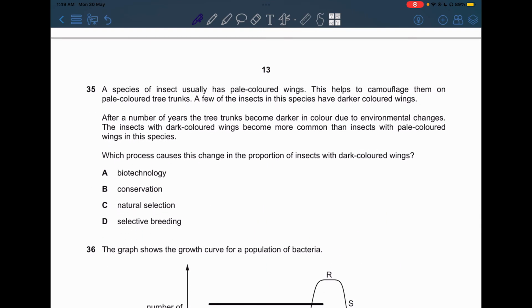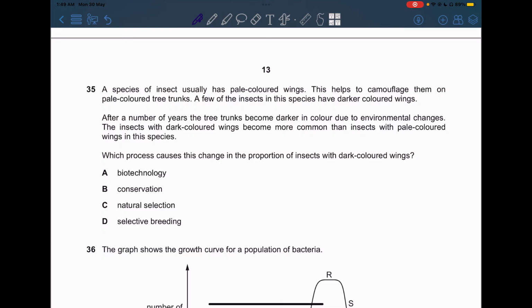Now, 35. A species of insects usually have pale colored wings. This helps to camouflage them on pale colored tree trunks. A few of the insects in the species have darker colored wings. After a number of years, the tree trunks become darker in color due to environmental changes. The insects with dark colored wings have become more common than the insects with pale colored wings in the species. Which process causes this change in the proportion of insects with dark colored wings?